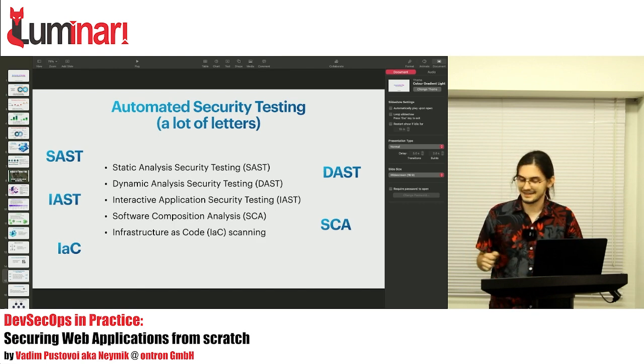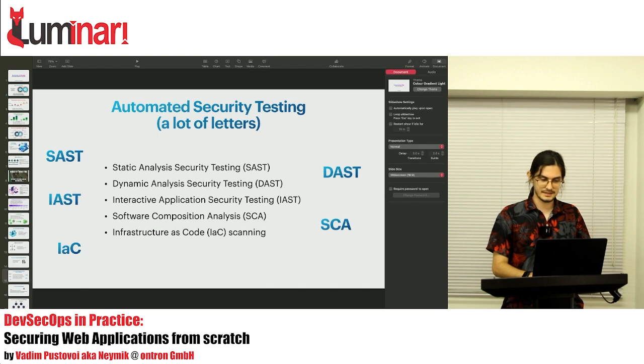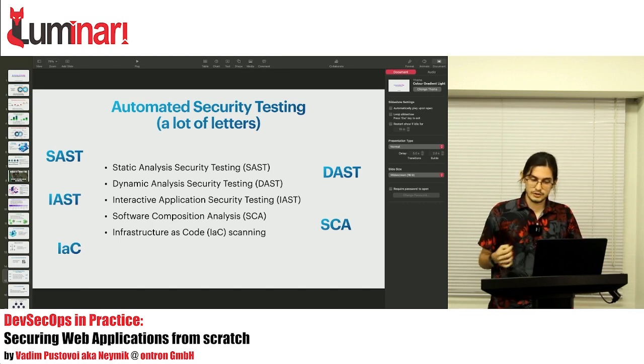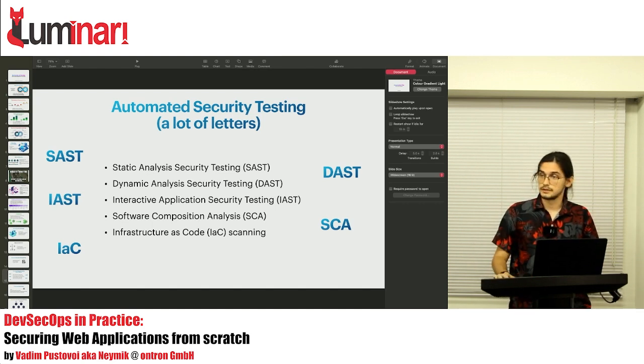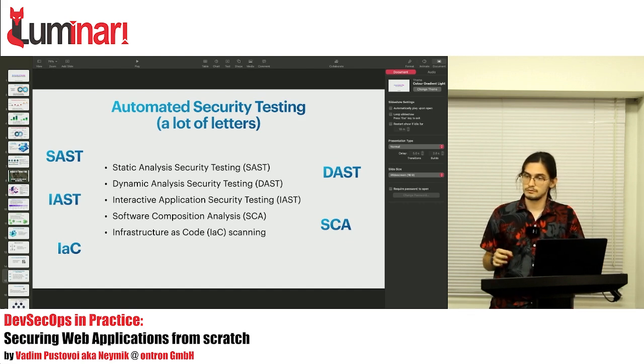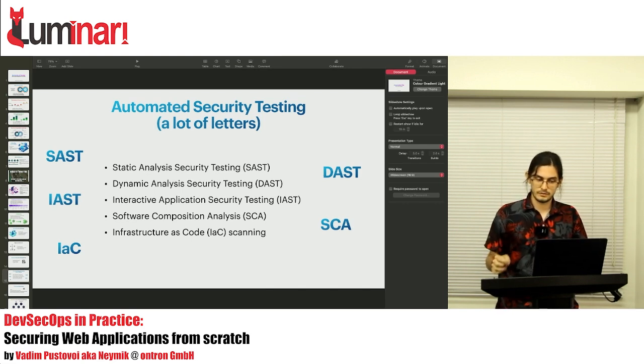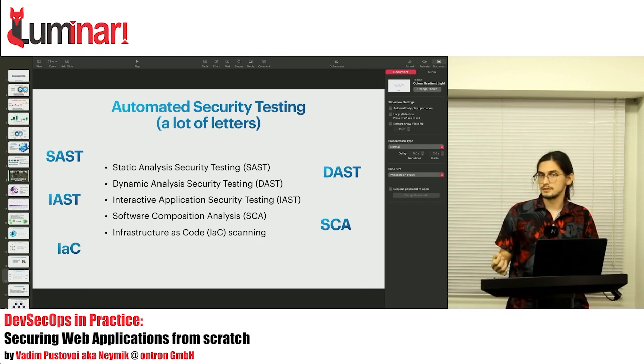These are the ways of automated testing. There are a lot of letters. The SAST is the tool for analyzing source code for security vulnerabilities. For example, even a linter in this code that will show you syntax errors can be a little bit of SAST, because it will analyze the possible vulnerabilities very early in that stage.